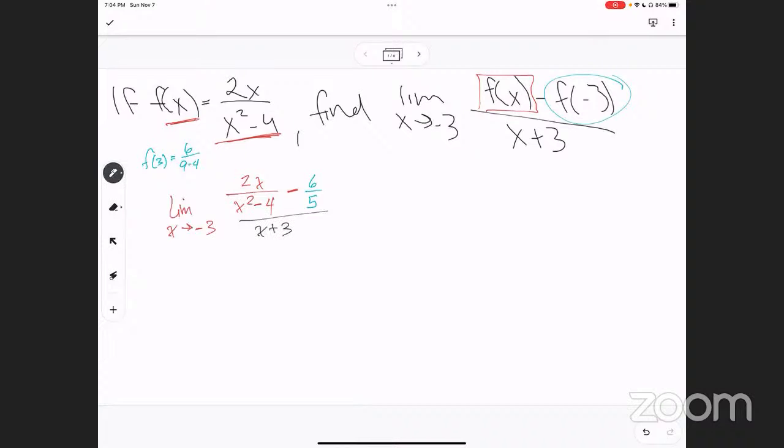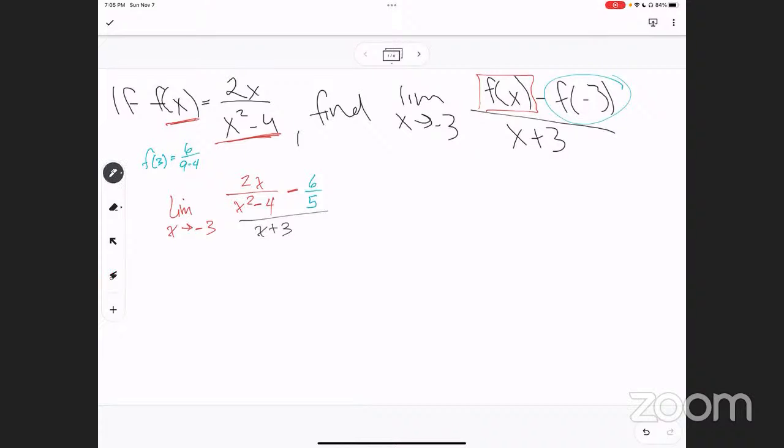So now we have to do some manipulations to try to simplify this. First of all, let me point out that if you tried to plug in -3 at the beginning, you would have gotten 0 over 0. If I plug -3 in here, I would get 0 over 0, right? Which is indeterminate. So that means I should be able to simplify it in some other way.